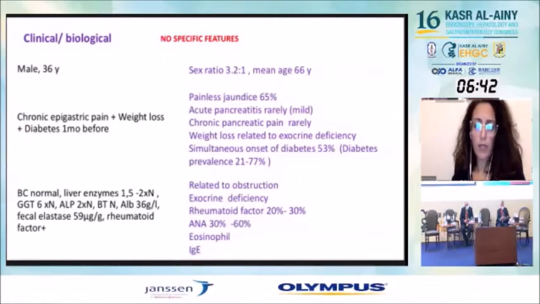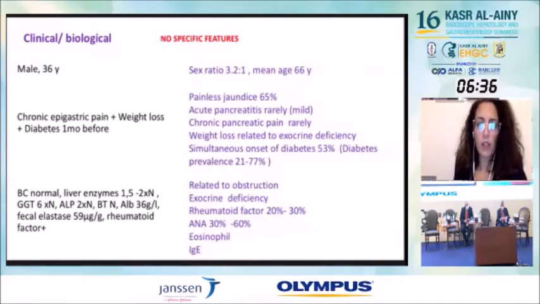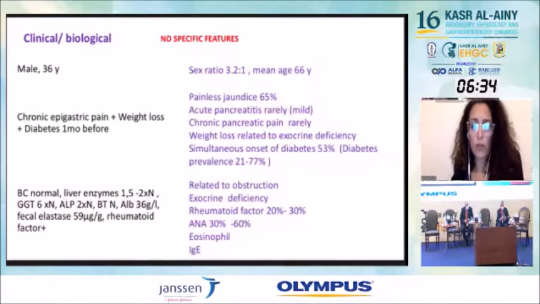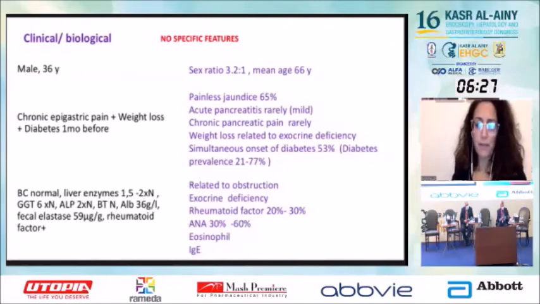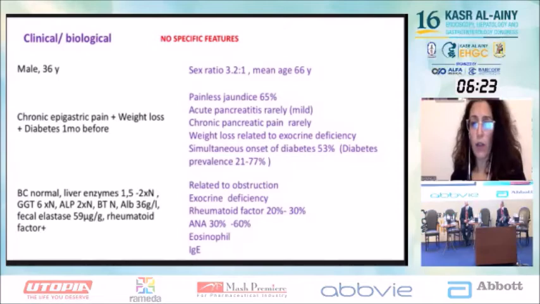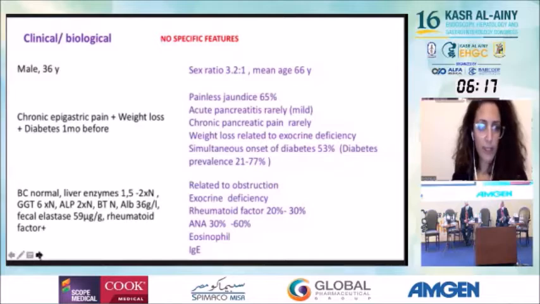Some other usual lab abnormalities that can be found regularly in IgG4 pancreatitis, but also in the disease in general, are elevated eosinophil count and IgG elevation. So in terms of clinical and biological findings for now, it's not really typical of IgG4 pancreatitis. But are the other findings consistent?